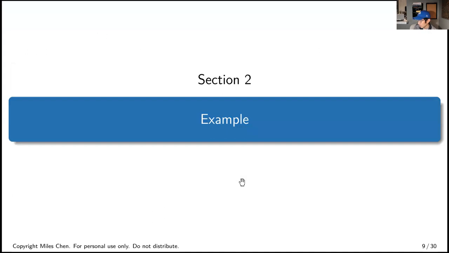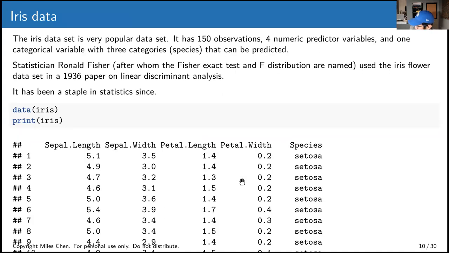Okay, so let's try an example. We have the iris data set. It's a very popular data set, and it's got 150 observations. There are 4 numeric predictor variables and 1 categorical variable, where the three categories are 3 different species of iris.